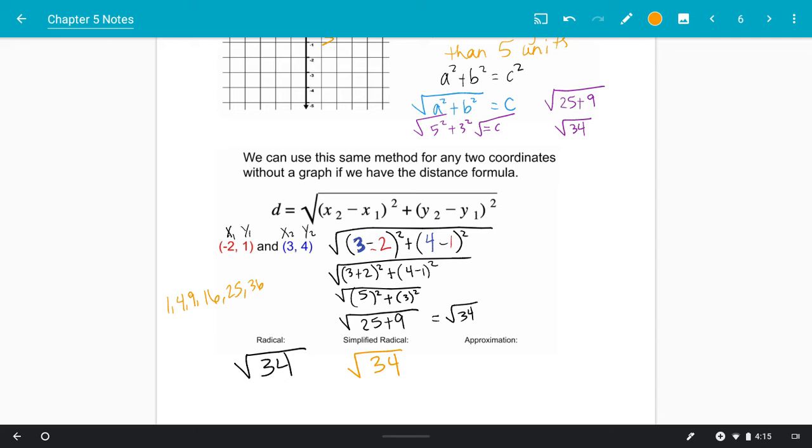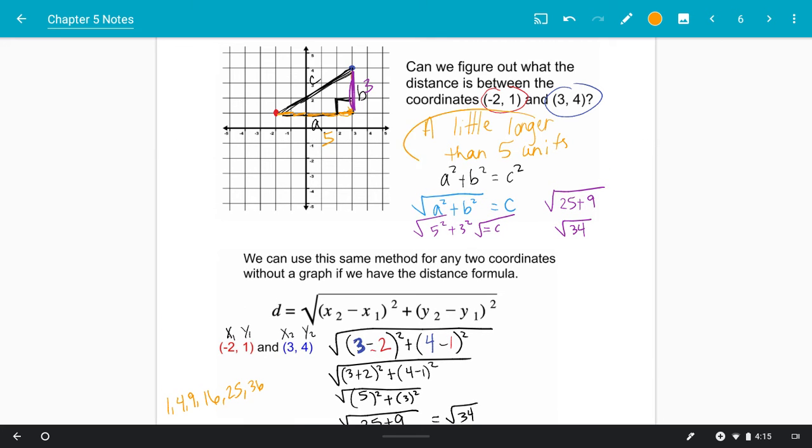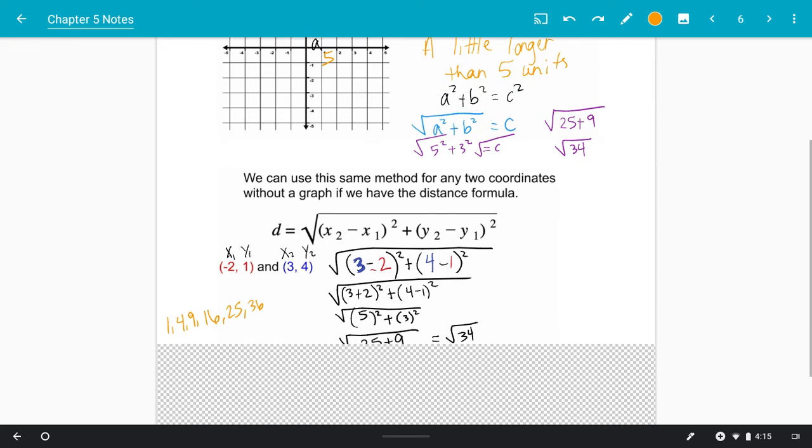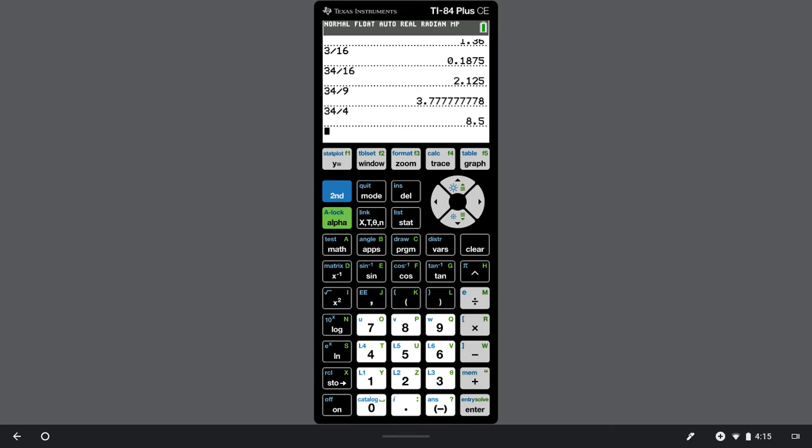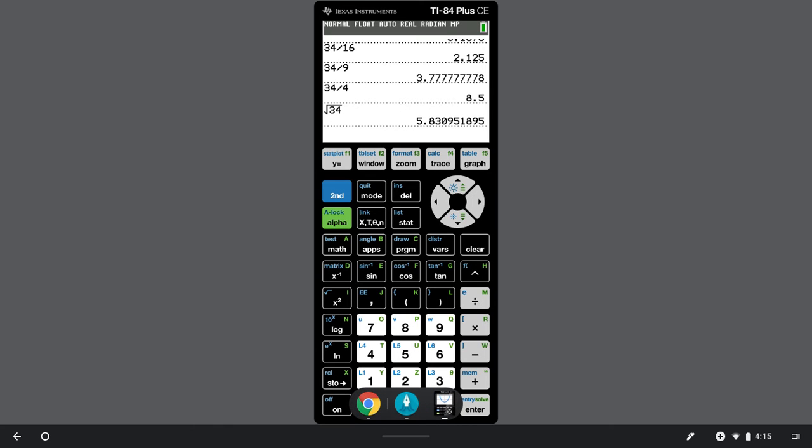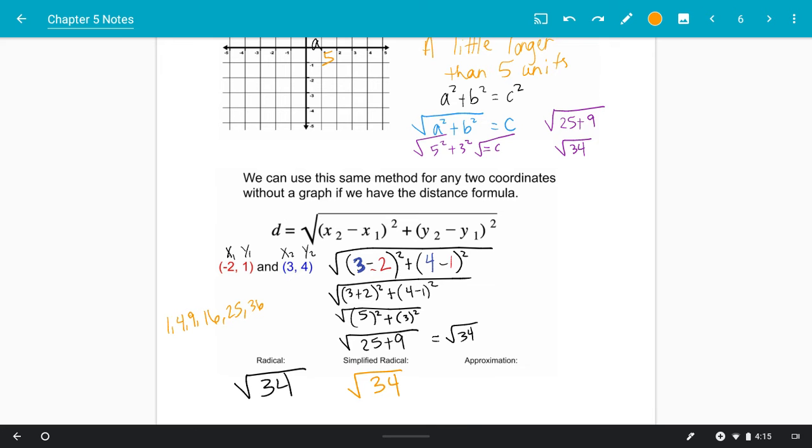And then the approximation is asking for about how much it is actually. It's kind of like up here, how we said it's a little longer than 5 units. Well, they want to know how much. So we can do square root 34, and we get 5.8309. On the quiz, I believe I asked for the tenths place, which is right here. So you need to look there. Because that's not 5 or greater, this is going to stay as 5.8. So that's going to be your approximation.